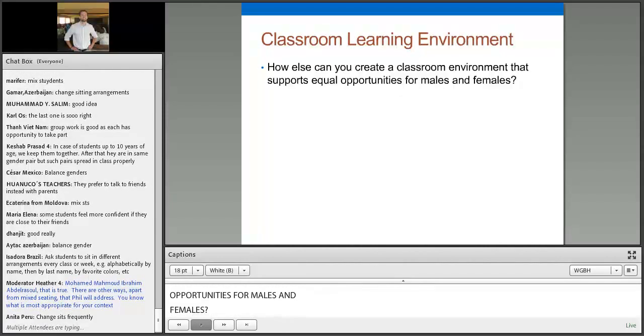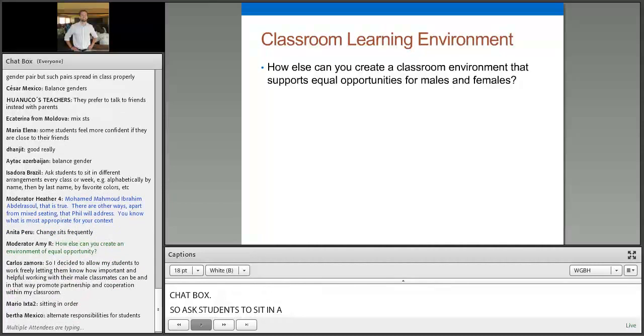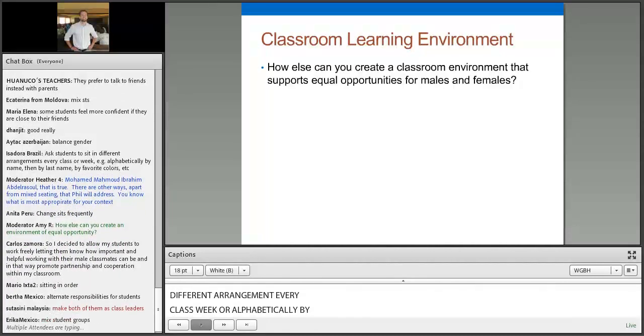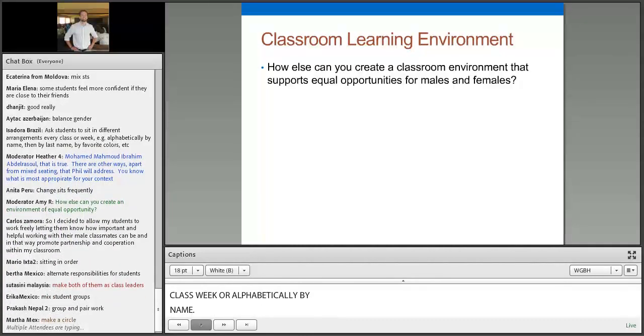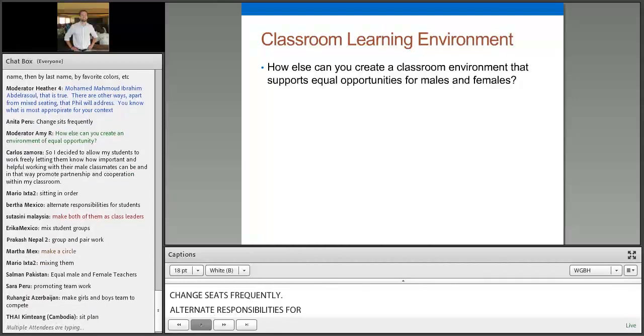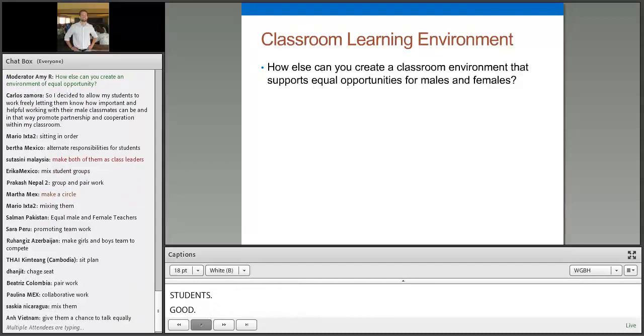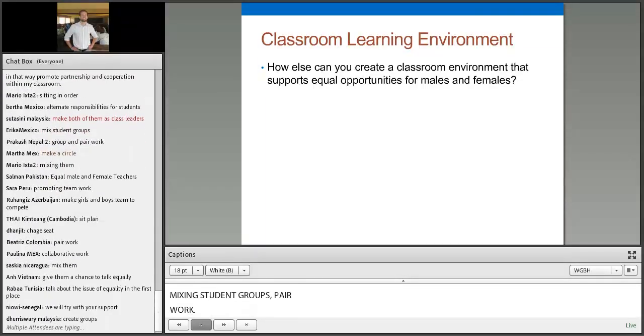So ask students to sit in a different arrangement every class week or alphabetically by name. I like that. Change seats frequently. Alternate responsibilities for students. Good. Mixing student groups. Group and pair work. Equal male and female teachers. If that's possible, that's also good. Great. Promoting teamwork and collaborative work.